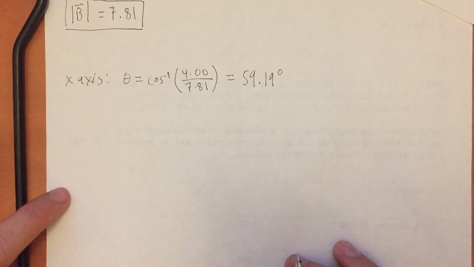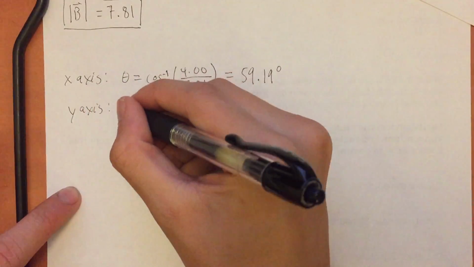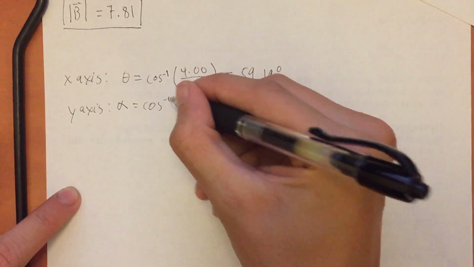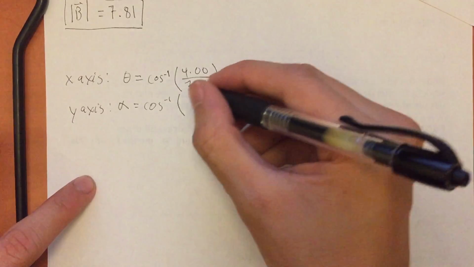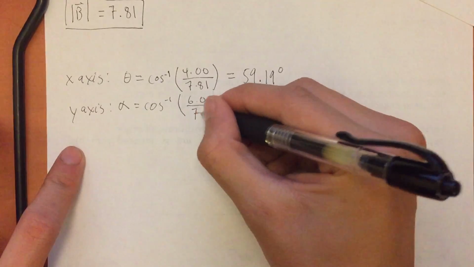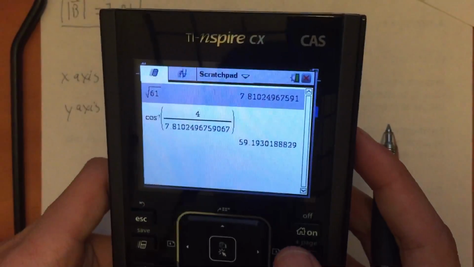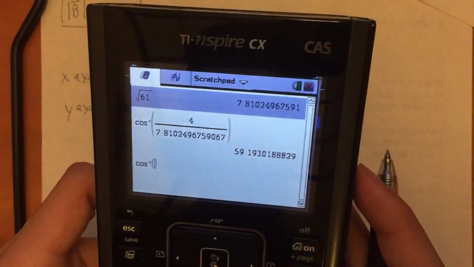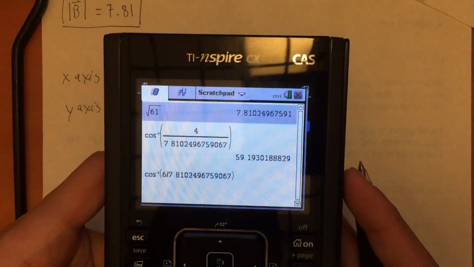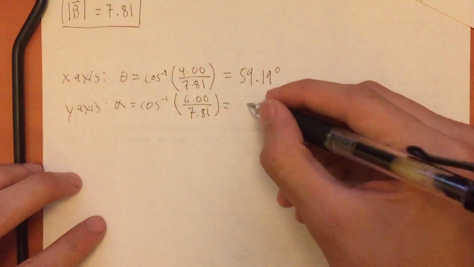Now between the y-axis and vector B, let's call it angle alpha, we get inverse cosine of 6.00 over the magnitude of vector B, which is 7.81, equals, plug that into the calculator again, and we get 39.81 degrees.